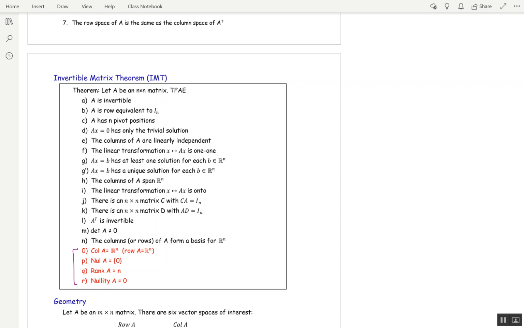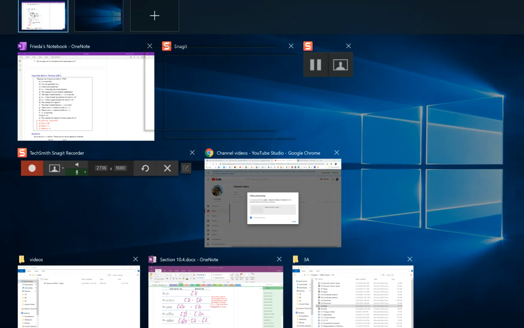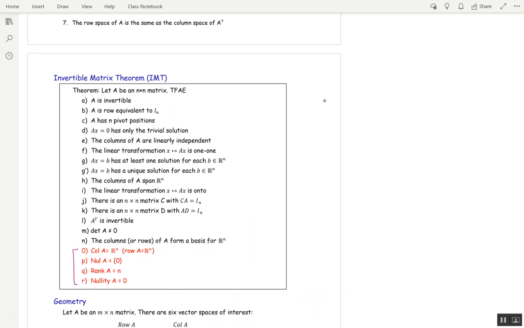If A is invertible, then col A is all of Rn. In that case, if col A is all of Rn, then the dimension of col A is n. So O and Q go together. The rank is n, meaning the dimension. The rank is the dimension of the space. So O is a statement about the vector space, and Q is a statement about the dimension.